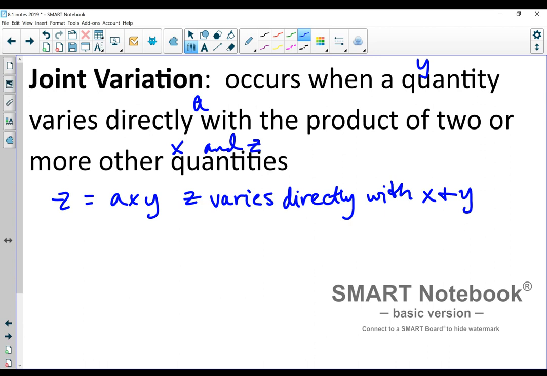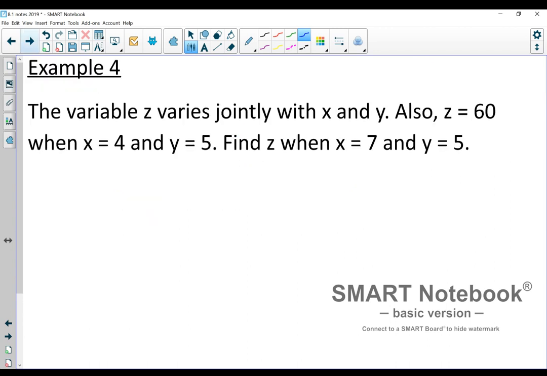And they might say jointly or jointly and directly. So watch for this kind of language. So for 4, z varies jointly with x and y. So we know that that's going to mean directly. So that means z equals axy. We just did this. I should have picked different letters.